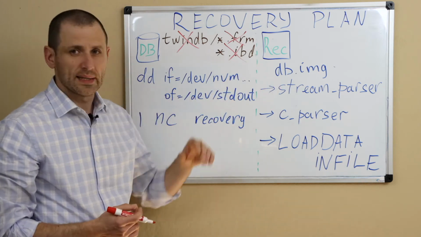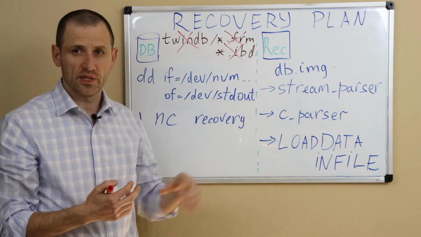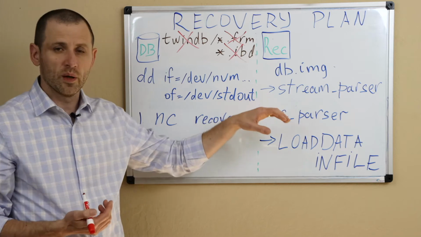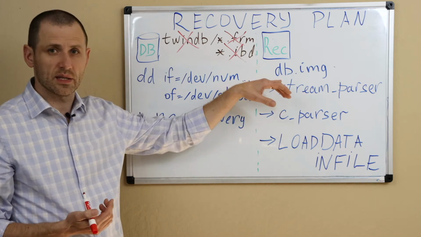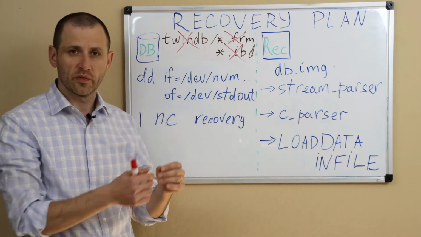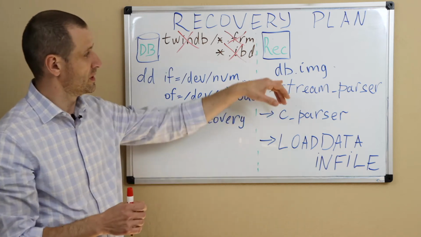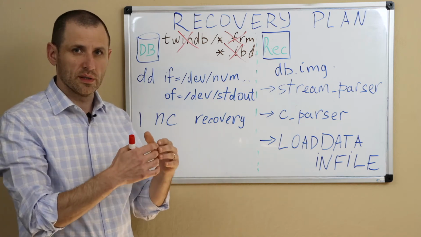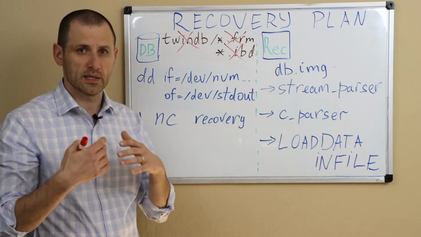Then we will take a stream parser from the undrop for InnoDB toolkit. We will parse the disk image with the stream parser. The stream parser will find InnoDB pages on the disk image. It will sort InnoDB pages by index ID.